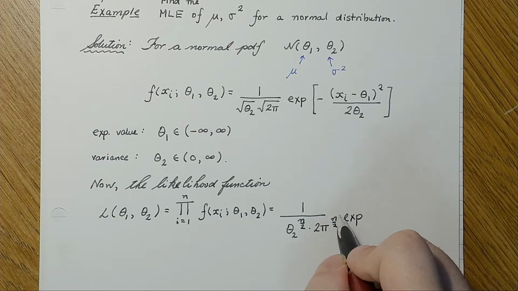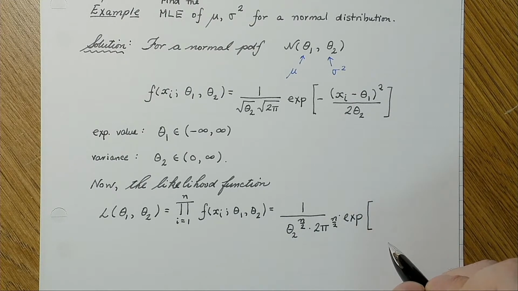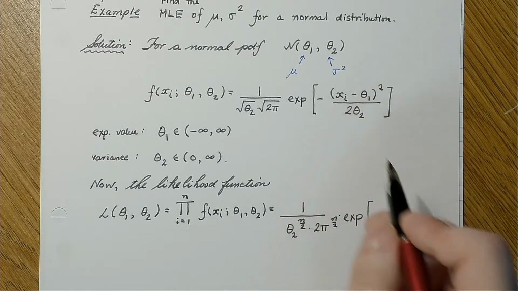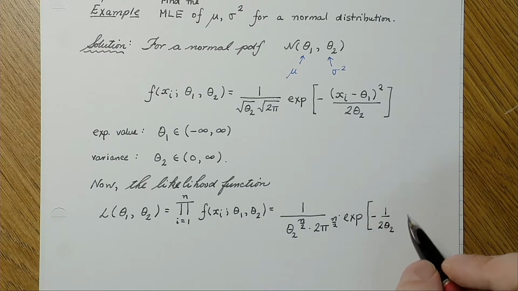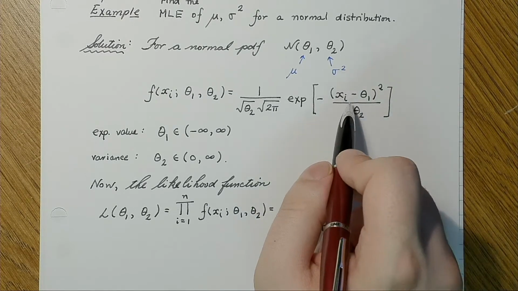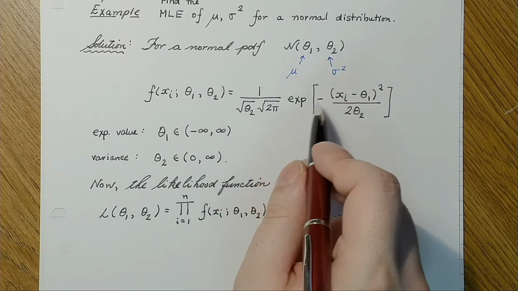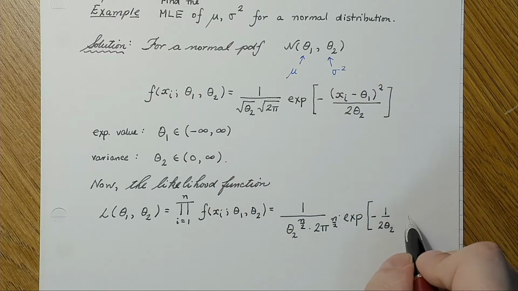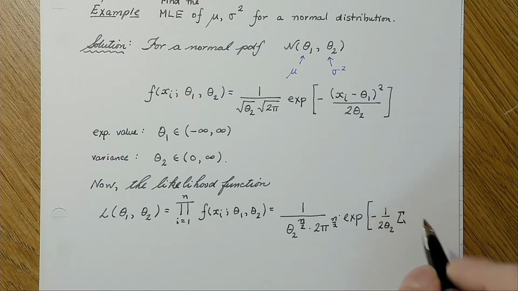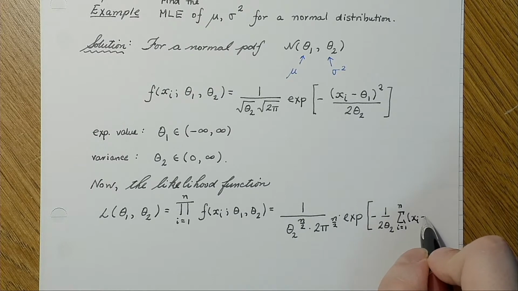Then we have the exponential function, and I'll have the minus 1 over 2 theta 2. And again, I'll sum together the exponents, because I'm multiplying e to the x, e to the x. So I would just add up those exponents, and it's theta 1 squared.